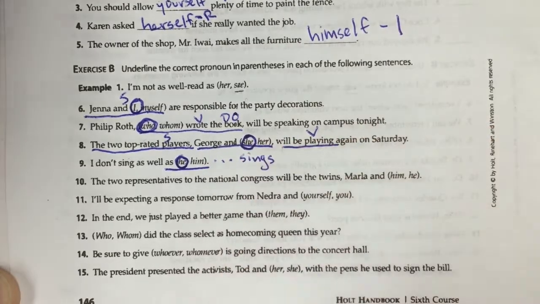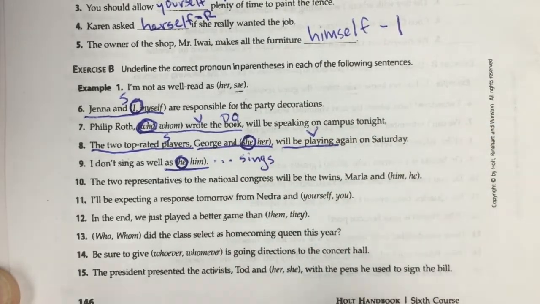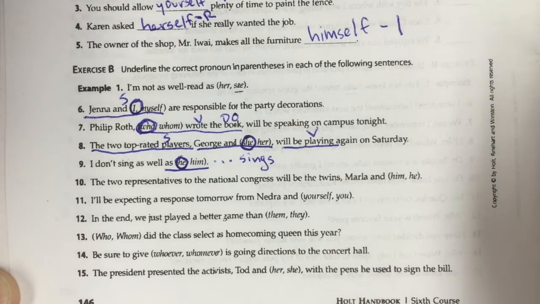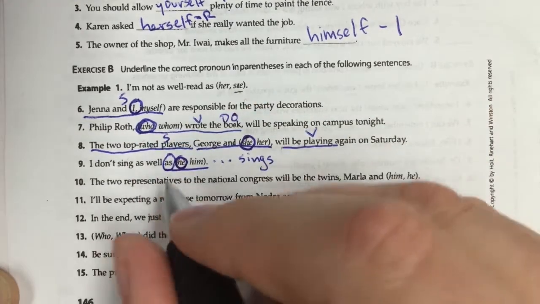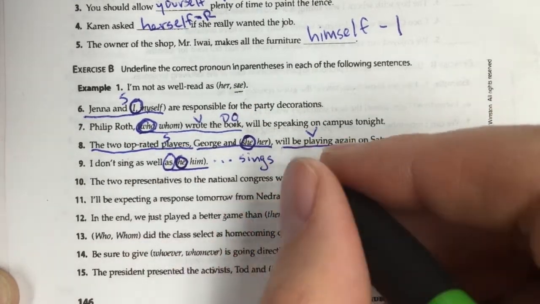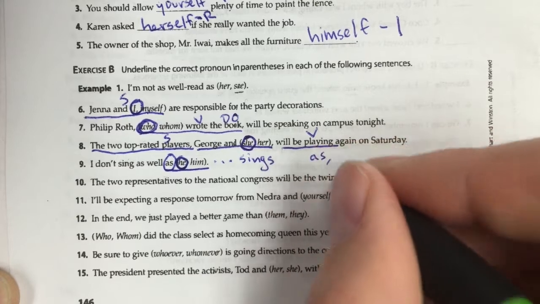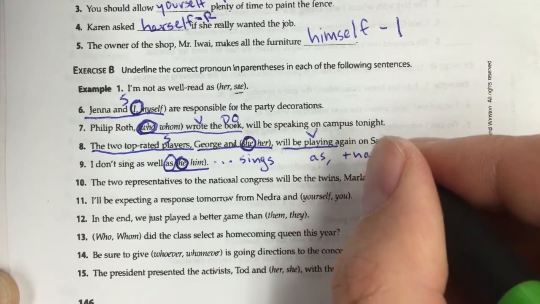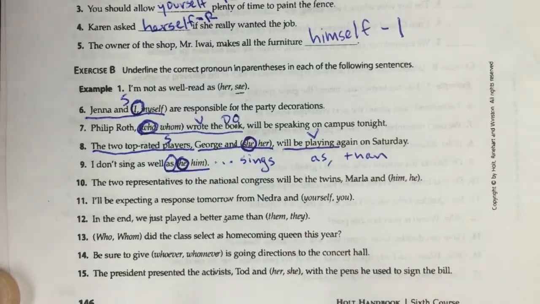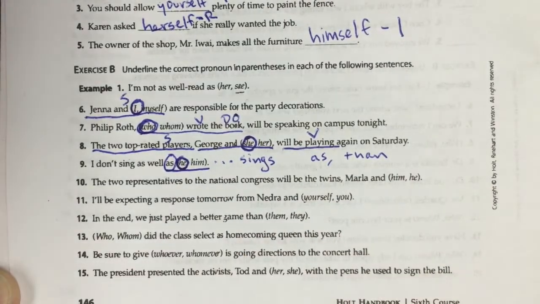If you were to write out the whole thing, you would say, I don't sing as well as he sings. And so you just want to be on the lookout for as. Another word to be on the lookout for besides as is the word than. So you want to really be skeptical of pronouns after as and than, because there's probably a verb left off.